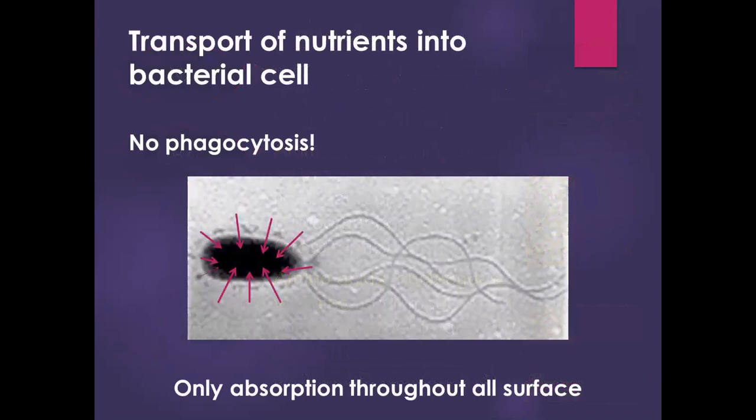And how do bacteria take the necessary nutrients from the environment? Students, remember that there is no phagocytosis in bacteria. Their cell is too small and it's surrounded with a rigid cell wall, and they cannot produce pseudopodia or something like this to engulf the food particles. They can only absorb the soluble nutrients through all their surface.